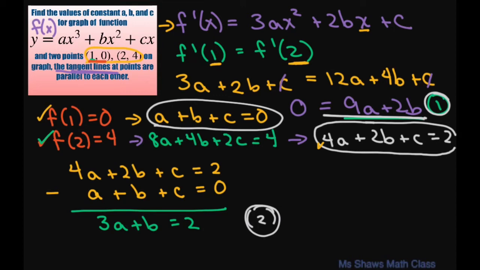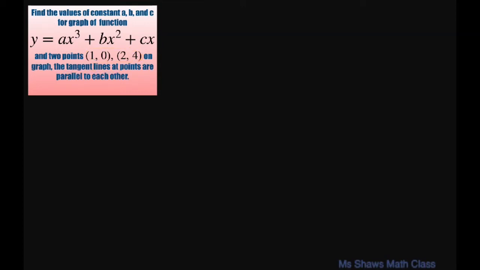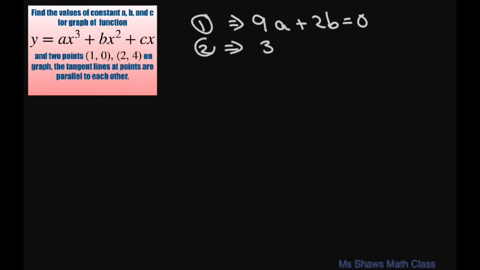So let's write those out. Equation 1 was 9a plus 2b equals 0. And equation 2 was 3a plus b equals 2. Now you can do either substitution or elimination. I'm just going to go ahead and multiply everything through. I'm going to eliminate the b, so I'll multiply equation 2 through by negative 2.